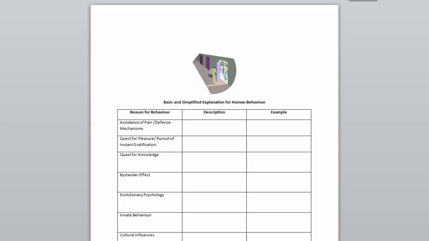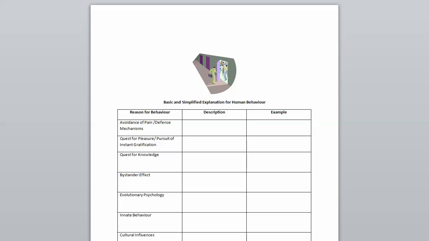During Unit 1, we looked at some basic explanations for human behavior according to the three social sciences that we use in this course. This next assignment is going to have you apply these basic and simplified explanations for human behavior in a form of an assignment. Again, some behavior is a lot more complicated than what we'll visit here, but it gives you a little sense of why people do what they do.